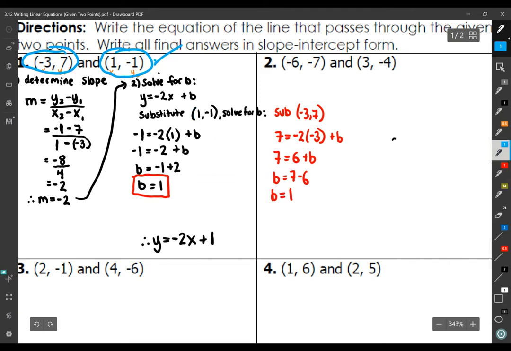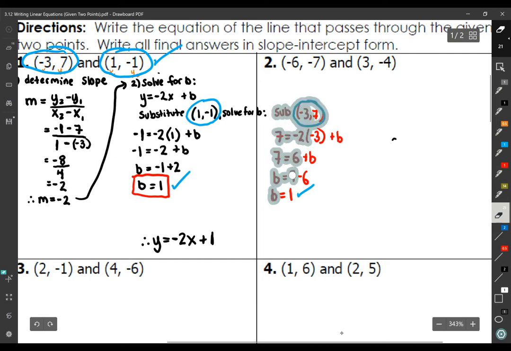Okay, so look, it didn't matter which point I put in. I put in this point and I got b is equal to 1. I put in this point and I got b is equal to 1. So when I say it doesn't matter which point you choose, it truly doesn't matter. You just pick the point you want to sub in. All right, so let me just erase that because that was just to prove to you guys that it does in fact work. I'm going to erase this, make space for question 2.